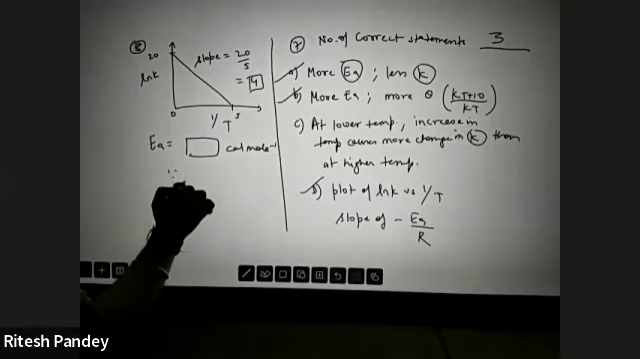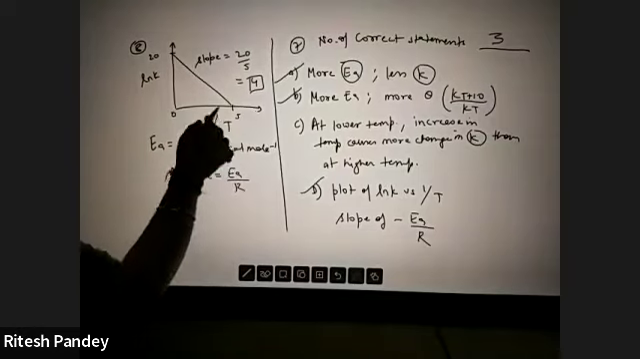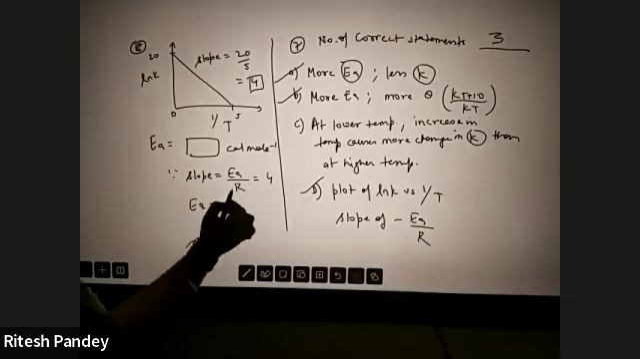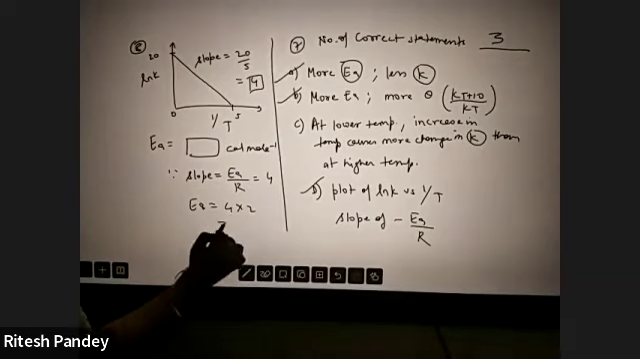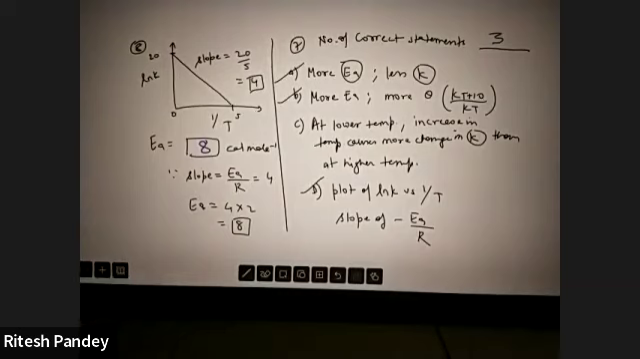So naturally, because the slope is equal to Ea/R, forget the negative sign, that's understood. It is equal to 4. Ea will be equal to, in calories, 4 into 2, which is 8 calories per mole. The answer to 8 is 8. Yes sir, the answer is 8. Let's move ahead.